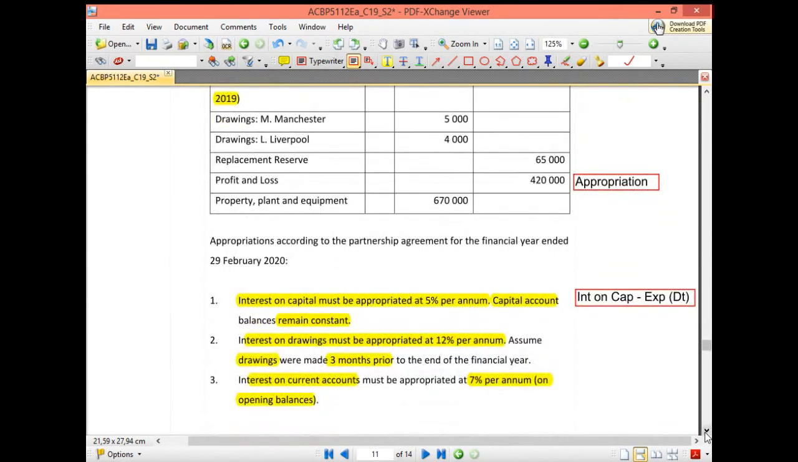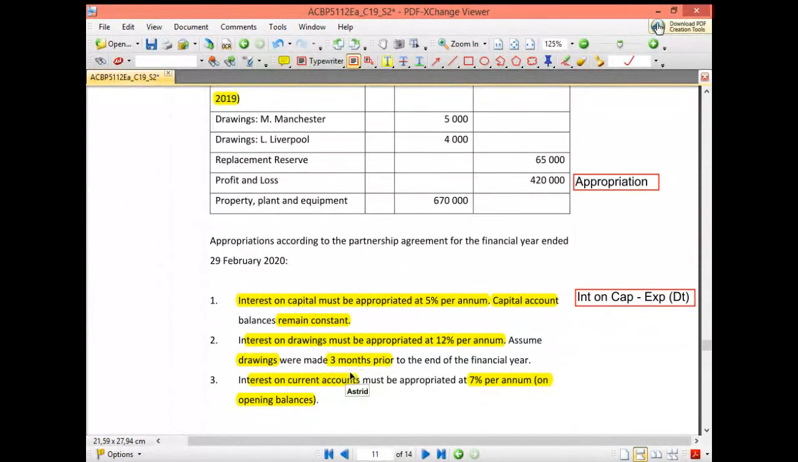Then the next one, they tell you interest on drawings must be appropriated at 12% per annum. Assume drawings were made 3 months prior. Okay, now what that means, drawings were made 3 months prior, is I have done the drawing 3 months before year end. So interest would only be levied for 3 months.